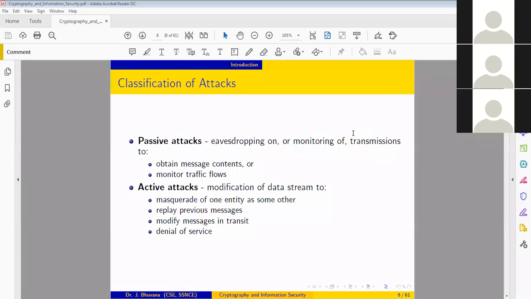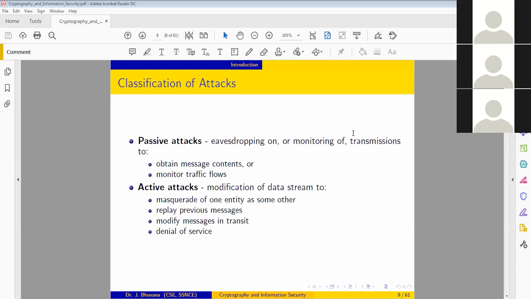In an active attack, not only do I observe the traffic, but I also try to insert new information into the data being transmitted. I delete some information that is being transmitted, or I modify the message, or I can claim that I am someone else and talk to you as someone else. That kind of modification to the data being transmitted is the active attack.